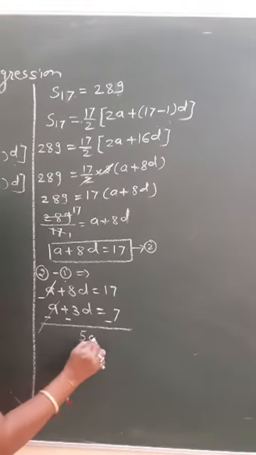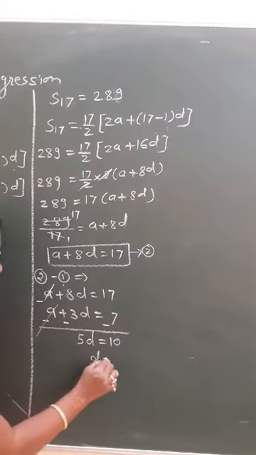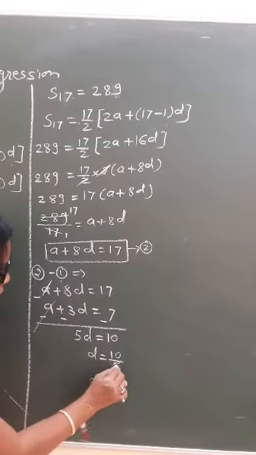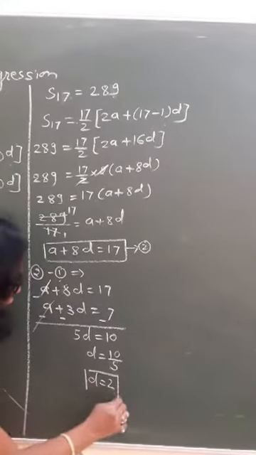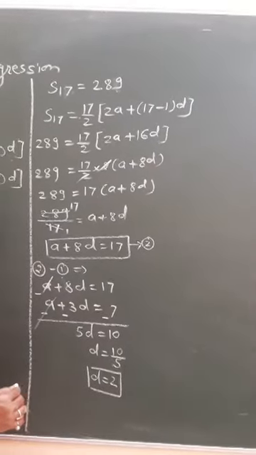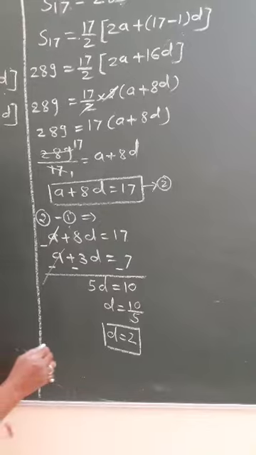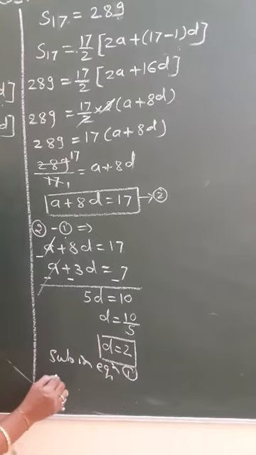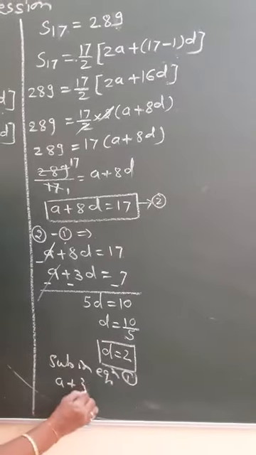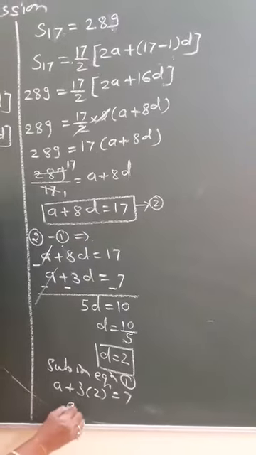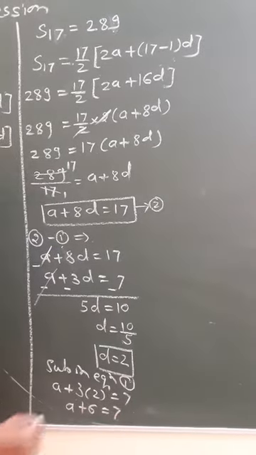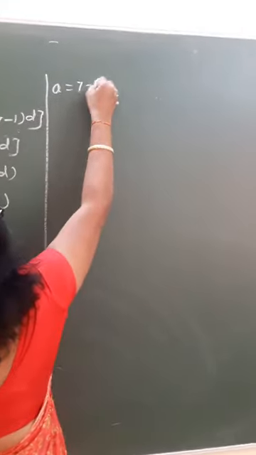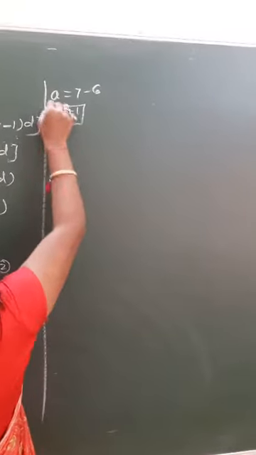8d minus 3d is 5d, which is equal to 10. So d is equal to 10 divided by 5, and d is equal to 2. 5 twos are 10. Now we got the value of d is equal to 2. So substitute in equation 1. We get a plus 3 into 2 is equal to 7. a plus 6 is equal to 7. The value of a is 7 minus 6, which is 1.